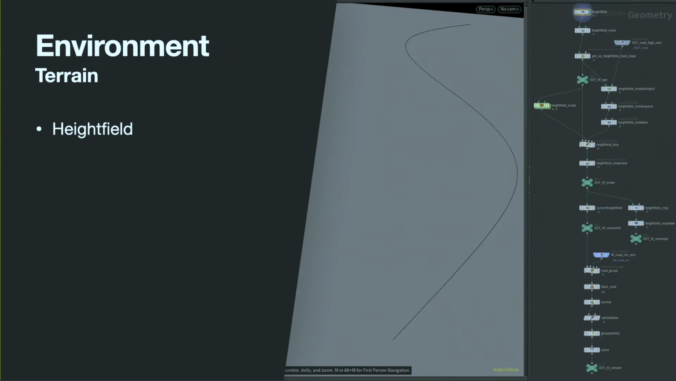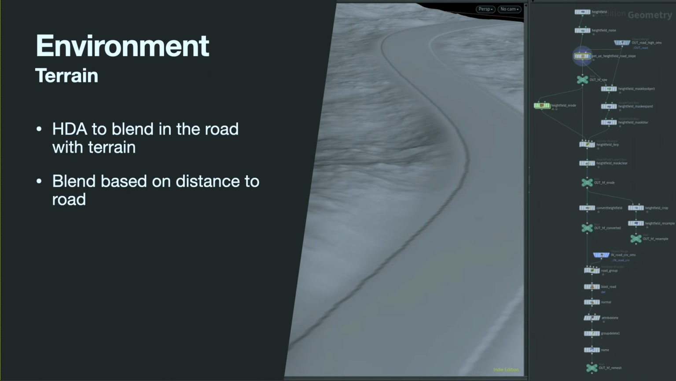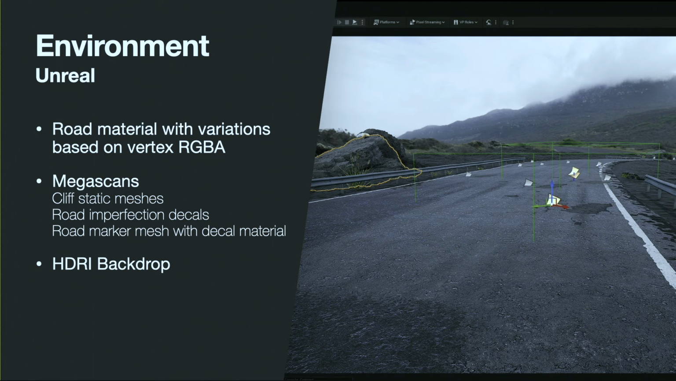The terrain is a simple height field. Houdini has really nice height field nodes. Then I added some noise to it. And then I created an HDA that will blend this road geometry into the landscape, and you can select the falloff and so on. And here, over in Unreal, is the road. I added some detail, like decals in Unreal, to give a little bit more visual interest. There are some static meshes, and there's an HDRI backdrop.